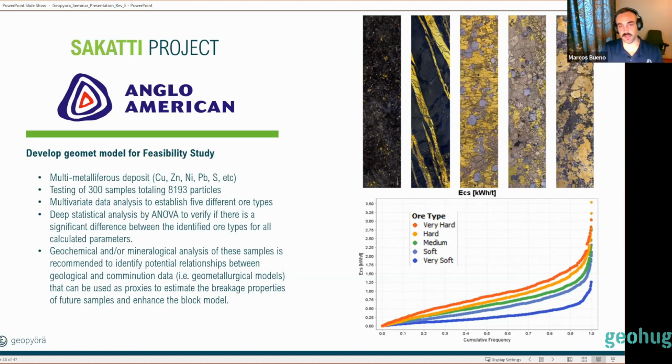And now what Anglo is doing, they are looking into the mineralogy of the product of this breakage test to develop a correlation on how mineralogy and geochemistry are driving the comminution behavior. What is different in these very hard particles that you don't see, for example, in the very soft ones, and vice versa. So that's the principle that they are trying to apply in a feasibility study, and that is something that's not typically done in the industry.